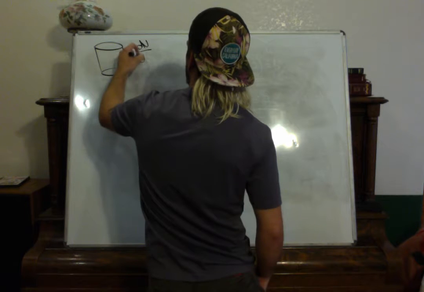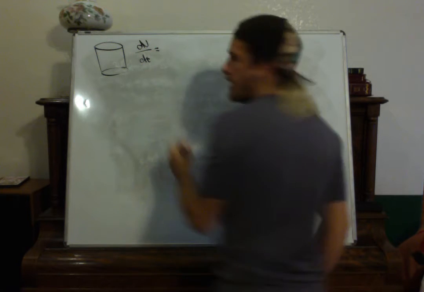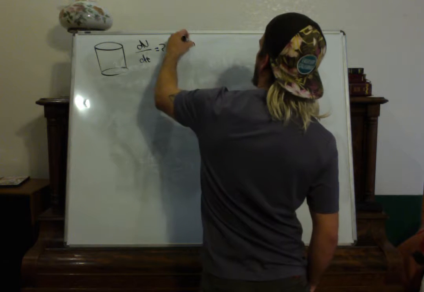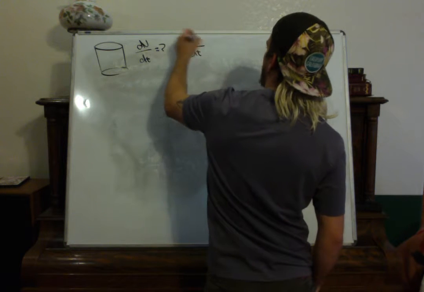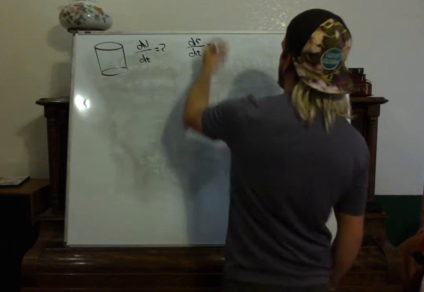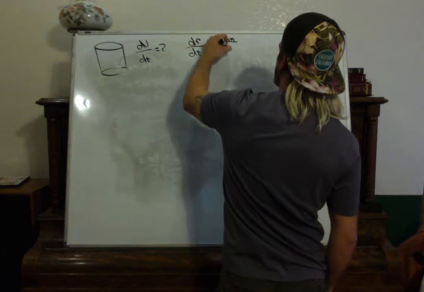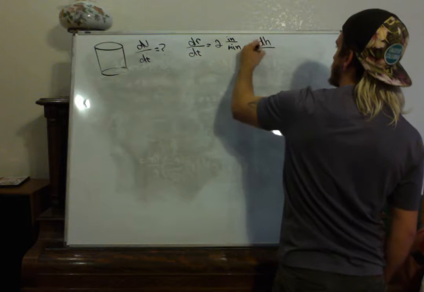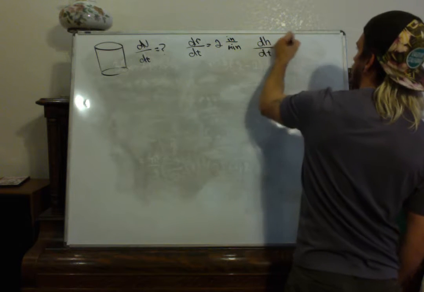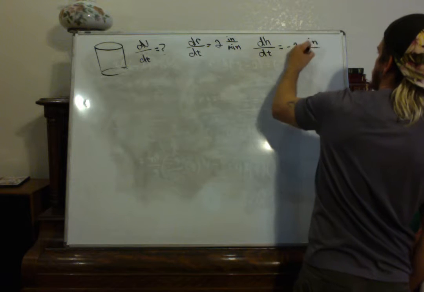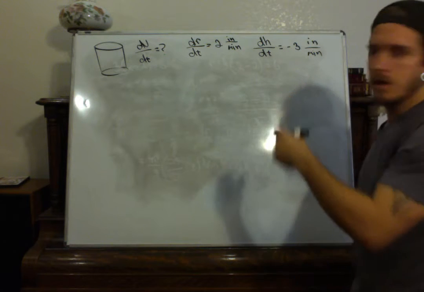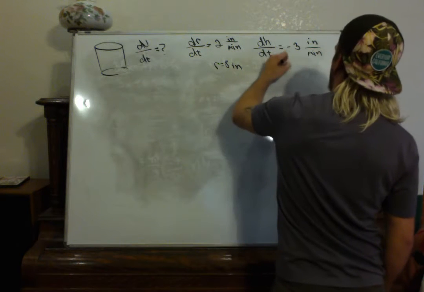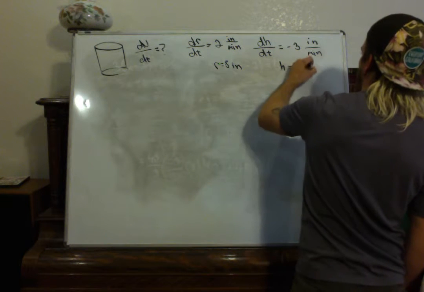dV/dt, if the radius is increasing at a rate of 2 inches per minute, and the height is decreasing at a rate of 3 inches per minute, so it's decreasing, we do a -3, when the radius equals 8 and the height equals 12.